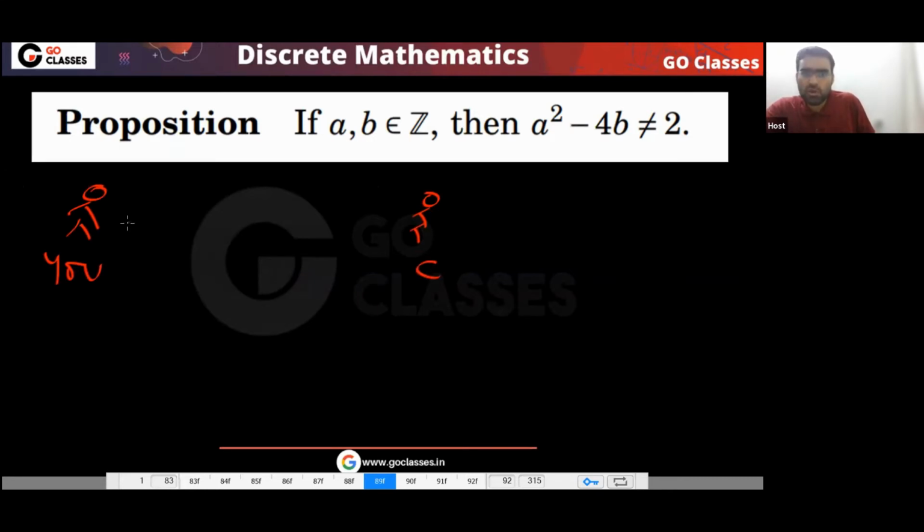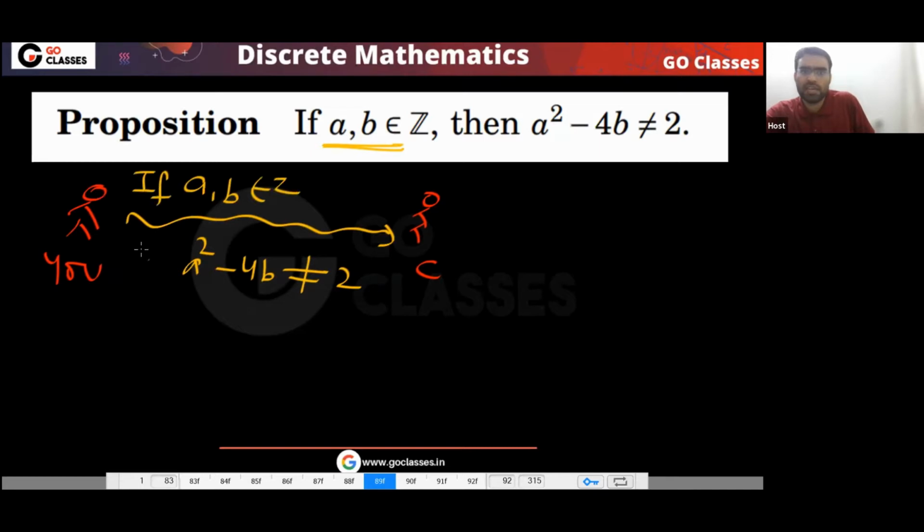Now you are telling him that a square minus 4b can never be 2, but he is not convinced. You are telling him that if a, b are integers, then a square minus 4b can never be 2. But he is stubborn. Then how will you prove it? He does not want to believe you.